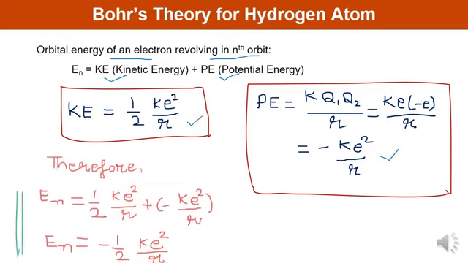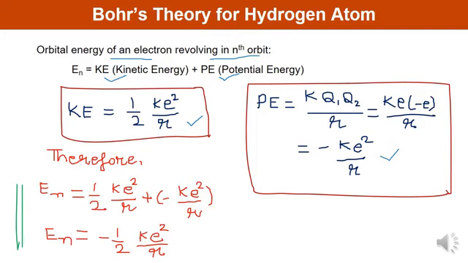So En, the orbital energy, will be kinetic energy plus potential energy. Simplifying it, you get En equals minus 1/2 k e²/r. This is the equation of orbital energy. Here e is the charge on the electron, k is the constant whose value is already known, and r, you have already calculated the radius in the previous calculation.